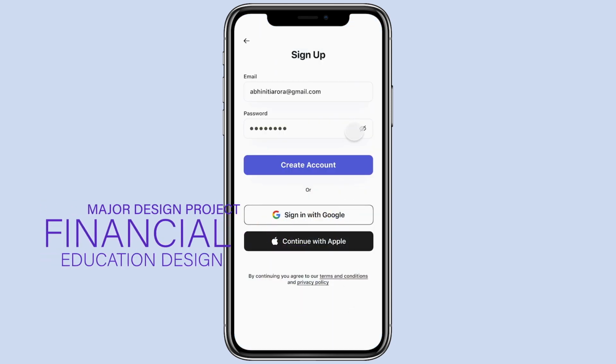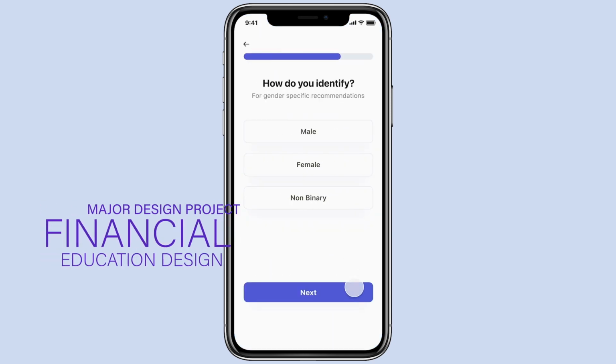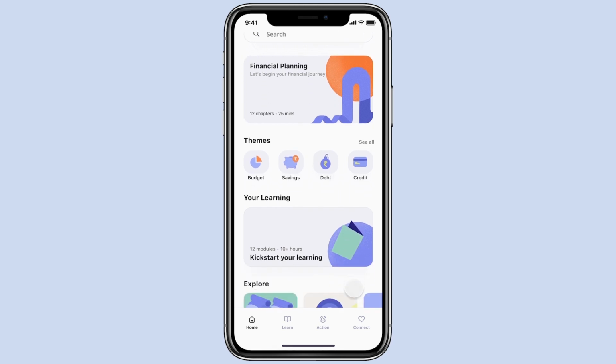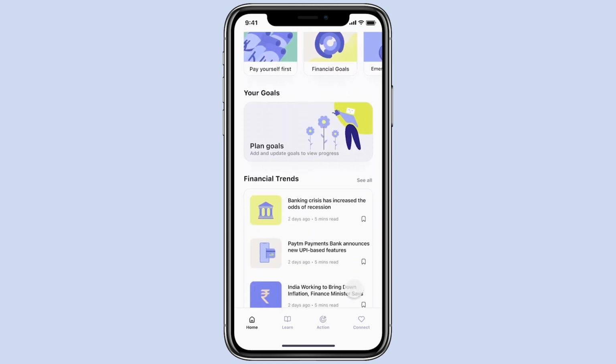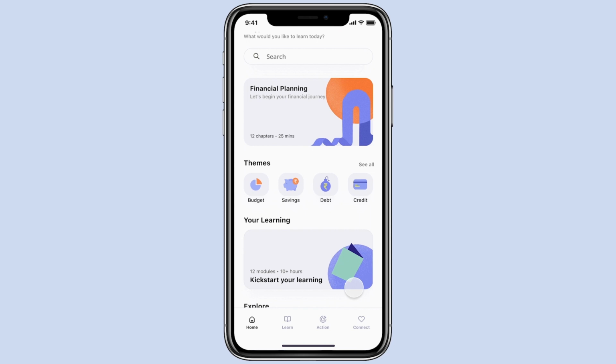I was working on a financial education application. I chose financial literacy as my subject because I feel really passionate about that topic.